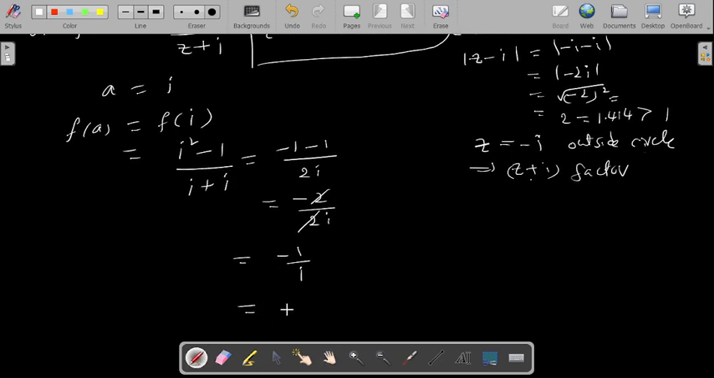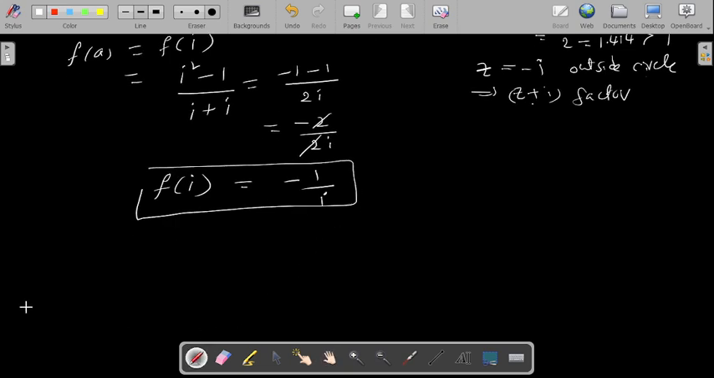If you multiply and divide with i, it will get minus i by i square. Otherwise no need, put as it is, minus 1 by i. This is your f of i value.